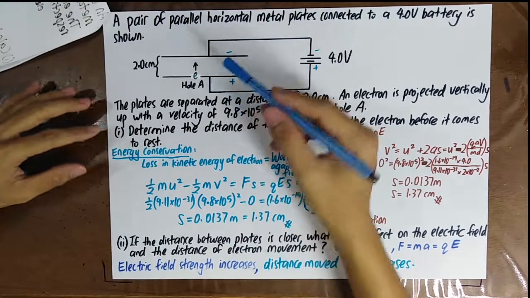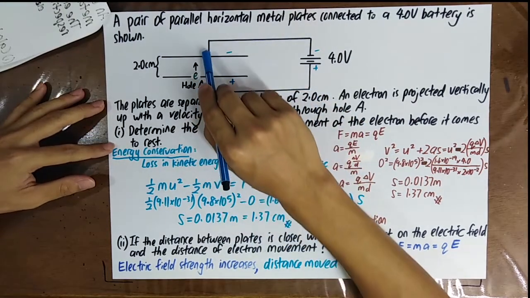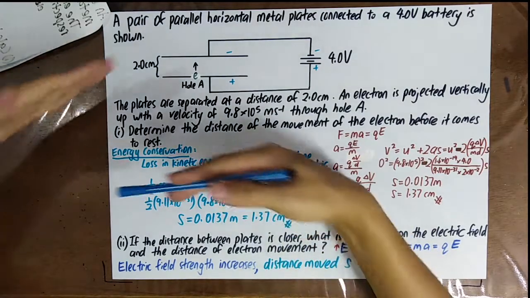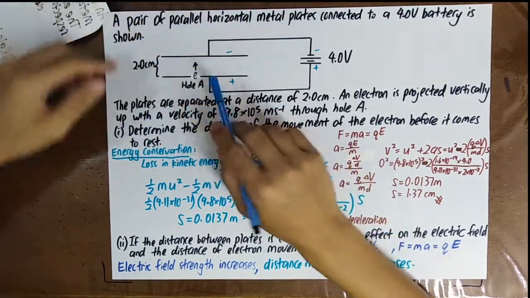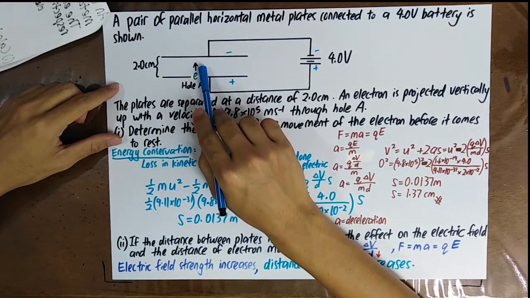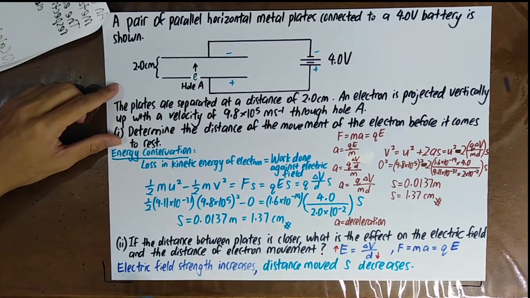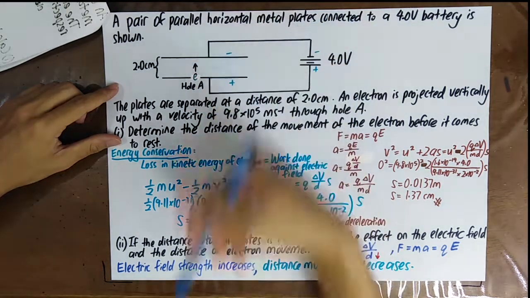Okay, that means that just now the electron can come here, then come back here, but now since the plates are getting closer, the electron can only move a little bit, then it must come back now. So you know the distance moved will decrease.